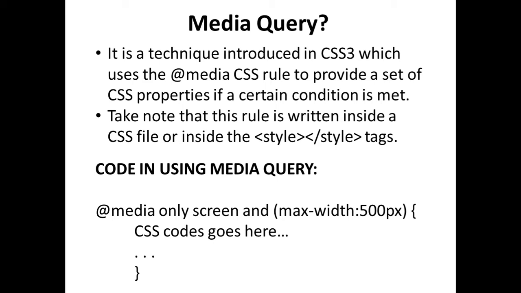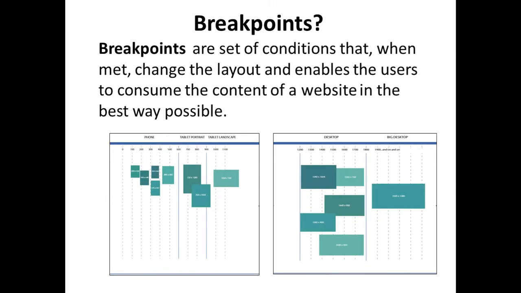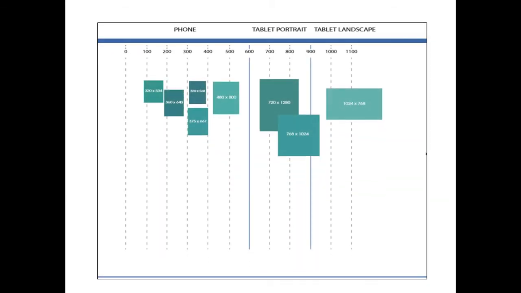Okay. Now, and aside from that, yung 500 pixels na nakikita nyo sa max width, yun ang tinatawag nating breakpoints. Kasi yung breakpoints, yan, set of conditions that when met, change the layout and enables the user to consume the content of a website in best possible way. Now, we have different breakpoints. Yan, kung nakikita nyo sa phone, hanggang 480 or 500. Okay, yung 480 by 800, ang ibig sabihin ng 800 is the height, ang 480 is the width. Ibig sabihin ng cellphone up to 480.